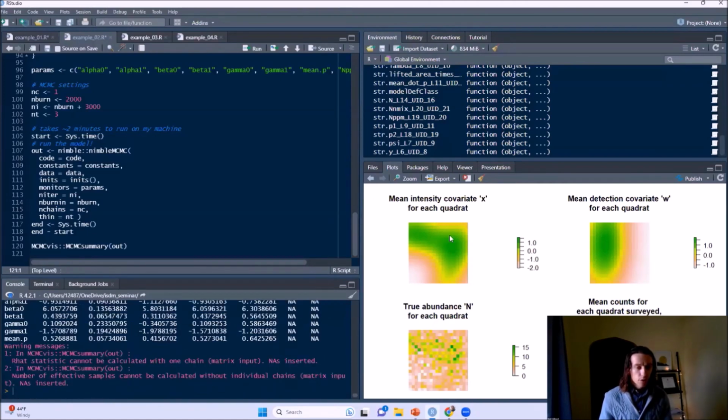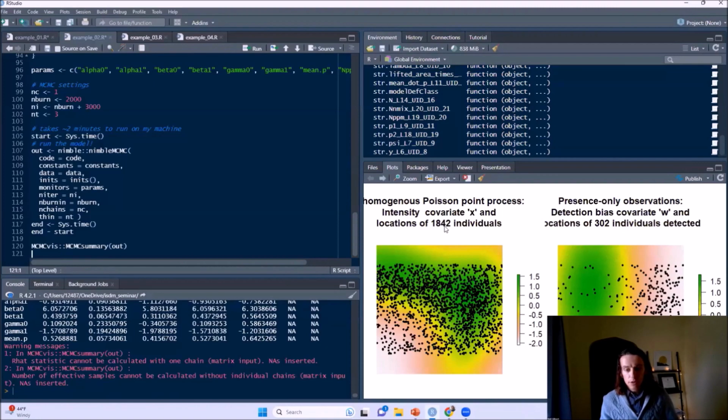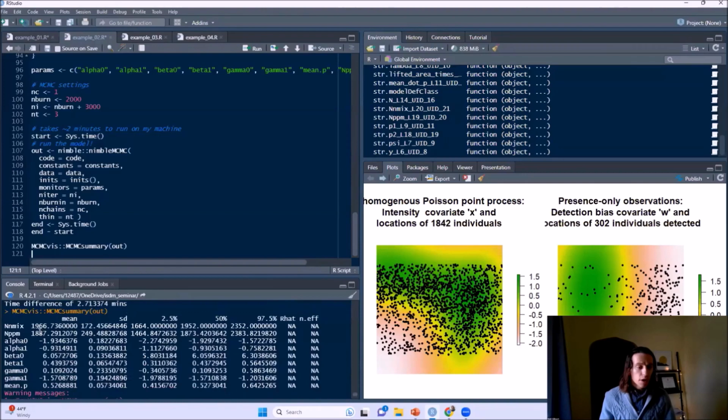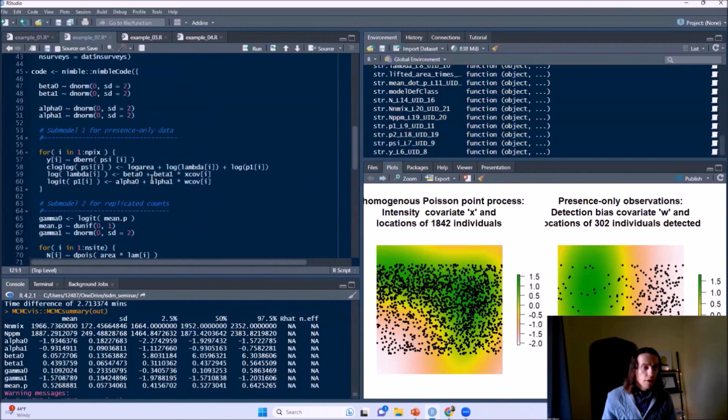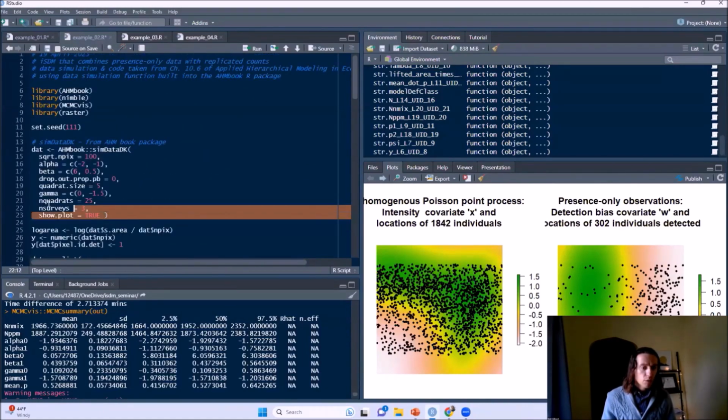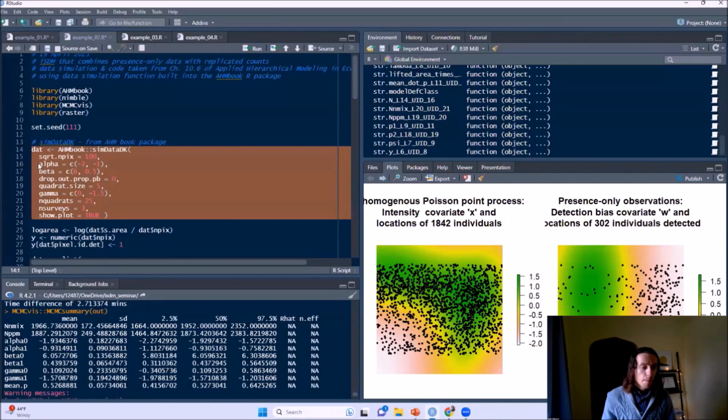And if we go back to the previous plot here, you can see in reality there are 1,842 individuals, and it looks like our estimates, using those two different methods, overlap the true value. Then if you scroll up farther to where we're simulating the data, it looks like all of these parameters are estimated quite well. The true value for alpha 0 is -2, and our estimate is -1.9, and so on and so forth.